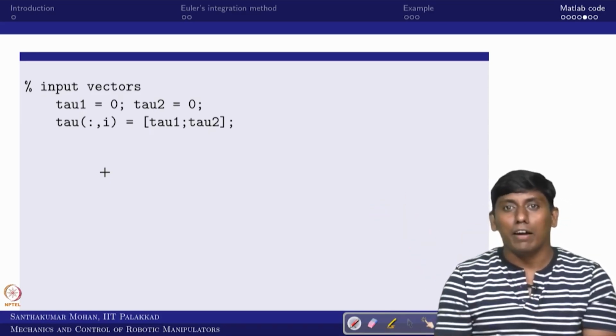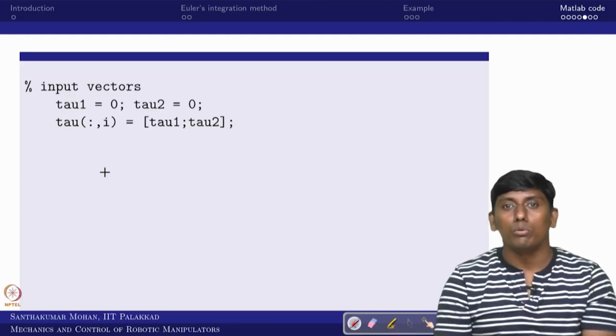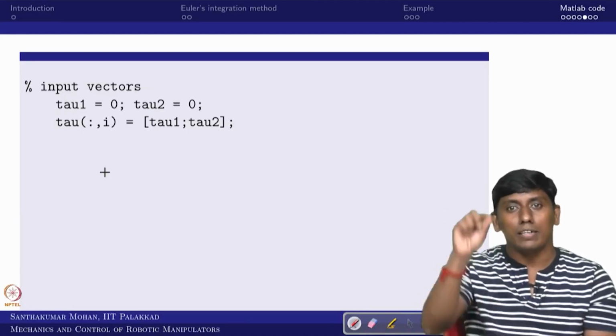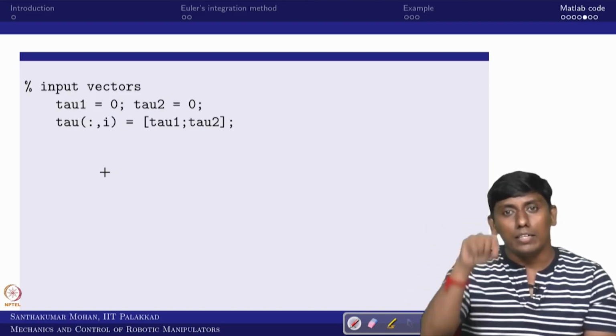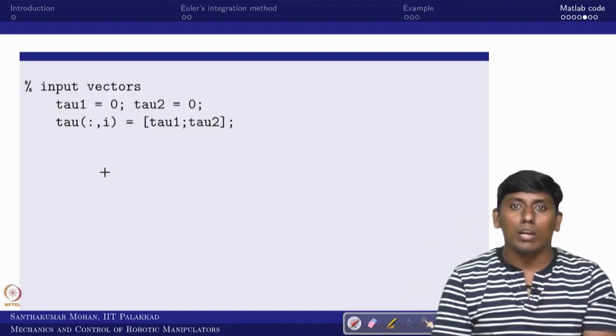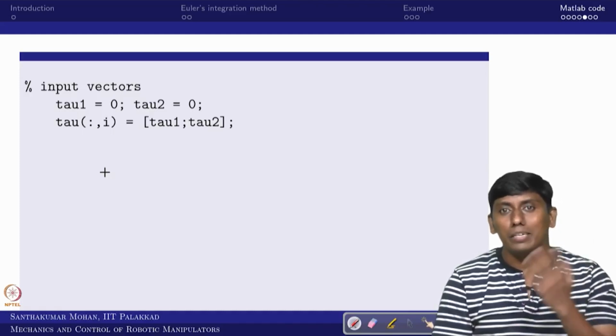So now there is gravity. Even if I put tau 1 and tau 2 as 0 and I introduce the friction, what happens? The manipulator will come down, swing, and get settled. That is what I want to simulate. Later on I can give some tau 1 and tau 2 as the input and see.